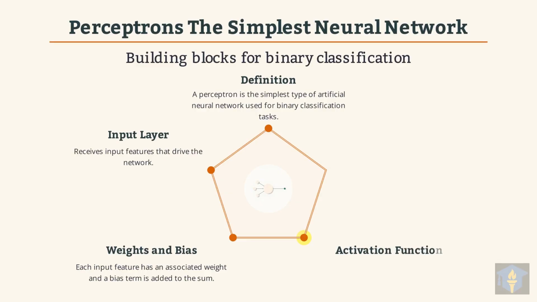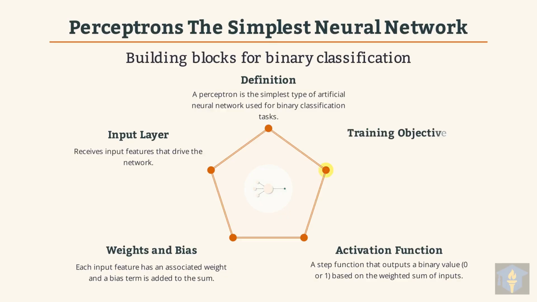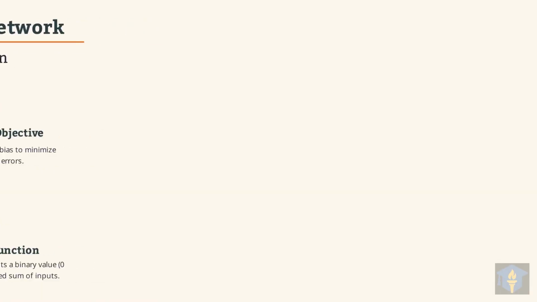Following this, the activation function determines the perceptron's final output based on the processed input. It's a step function that converts the weighted sum into a binary output, either 0 or 1. Finally, the primary training objective is to refine the network's parameters for accurate predictions. Our goal is to iteratively adjust these weights and the bias to minimize any prediction errors encountered.